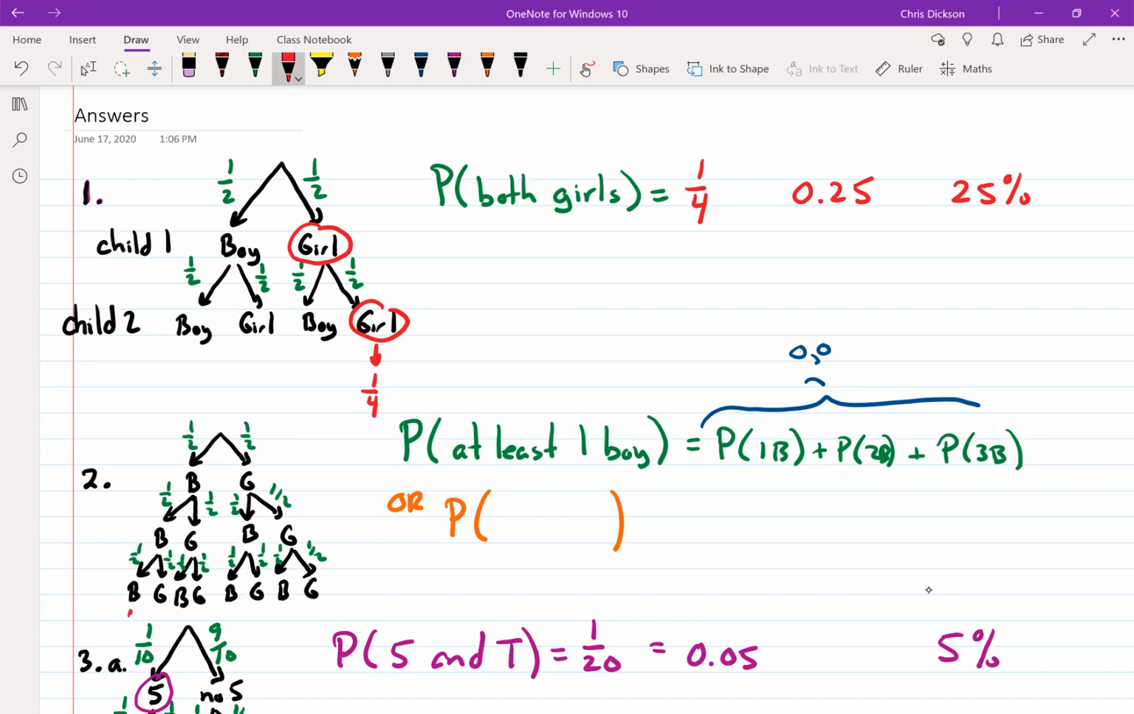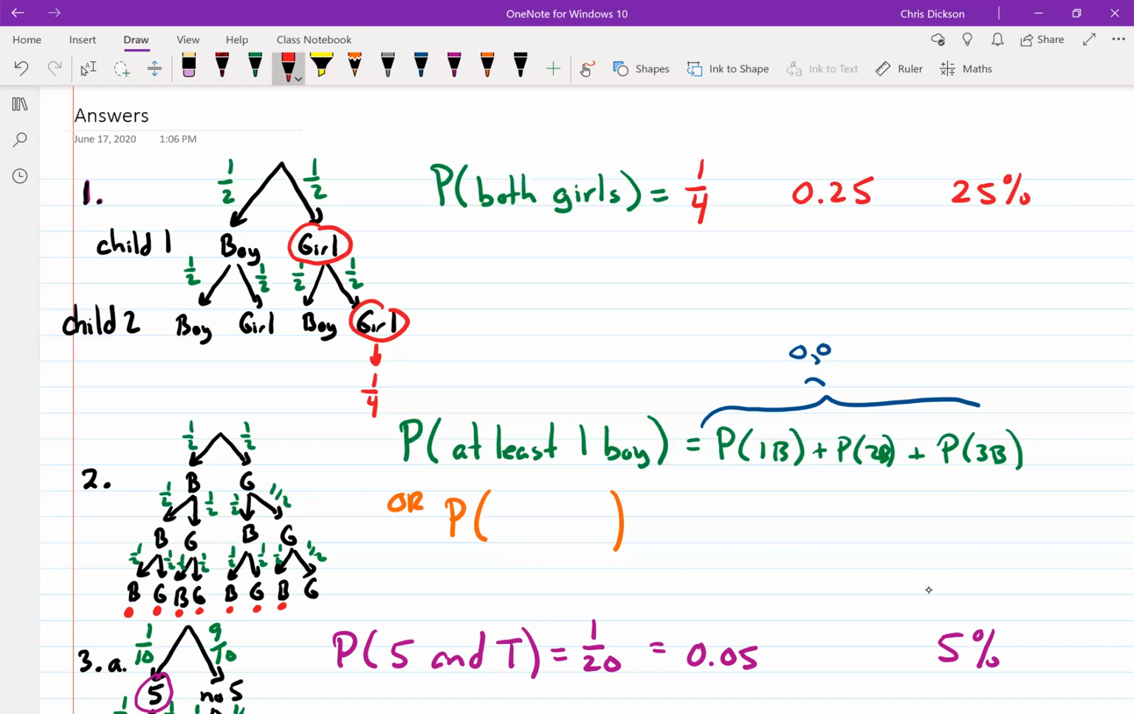So this branch is three boys, so that's at least one boy. This is two boys and one girl. This is two boys and one girl. This is one boy and two girls. Girl, boy, boy, girl, boy, girl, and girl, girl, boy. You can see there actually would be 7 different calculations to do that kind of problem.